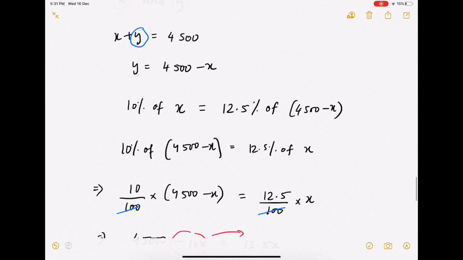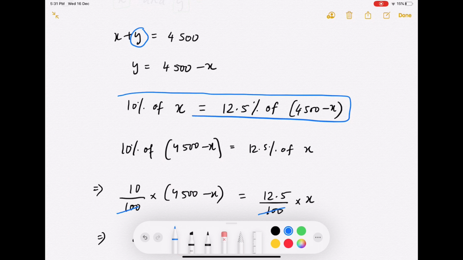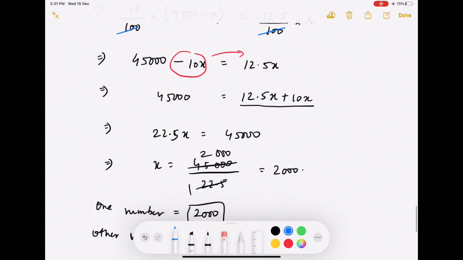And if you had taken the first form of the equation, this one, this would have given you a value of x is equal to 2,500. Then the other number would have been 4,500 minus 2,500, that is 2,000. So either way, the two numbers are 2,000 and 2,500.